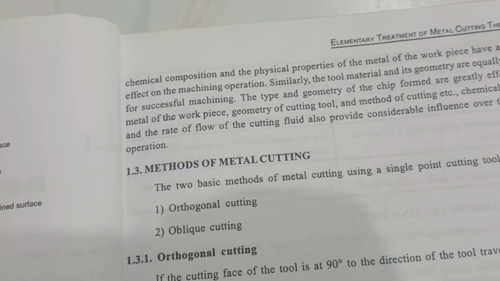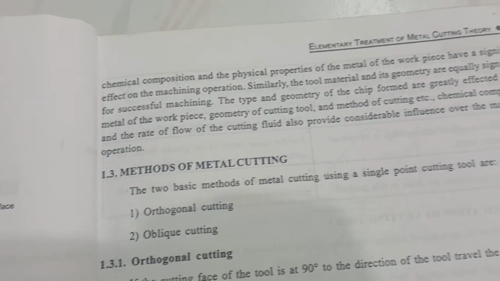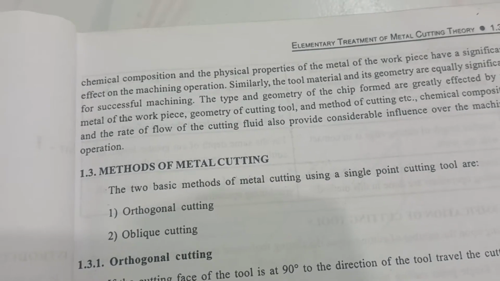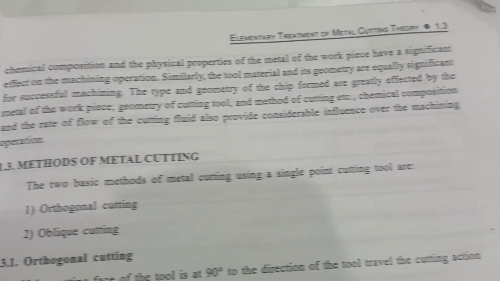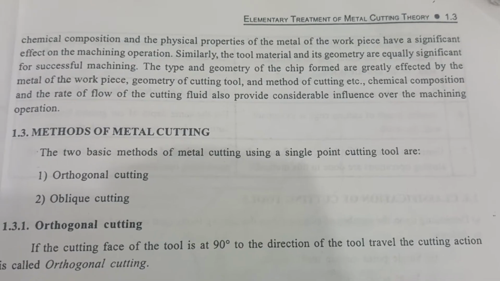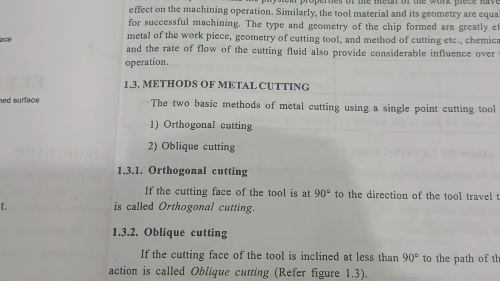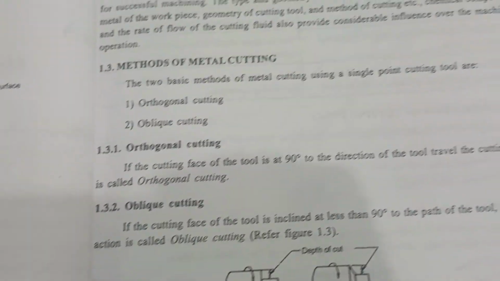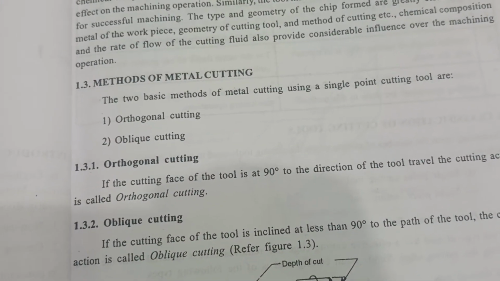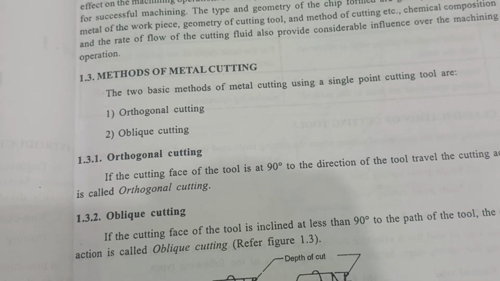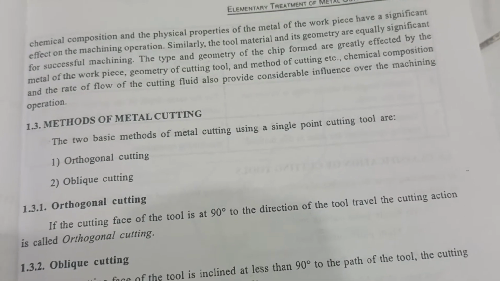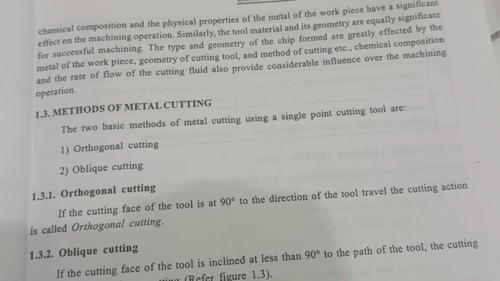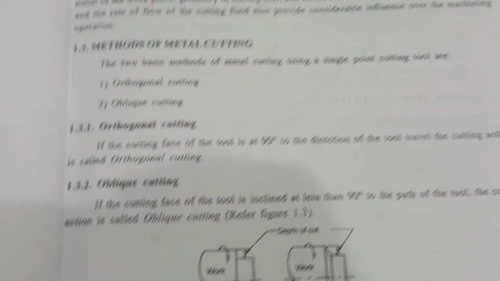Here I am explaining methods of metal cutting operation. The two basic methods of metal cutting using single point cutting tools are orthogonal cutting operation and oblique cutting operation. In orthogonal cutting, if the cutting face of the tool is at 90 degrees to the direction of the tool travel, the cutting action is called orthogonal cutting.